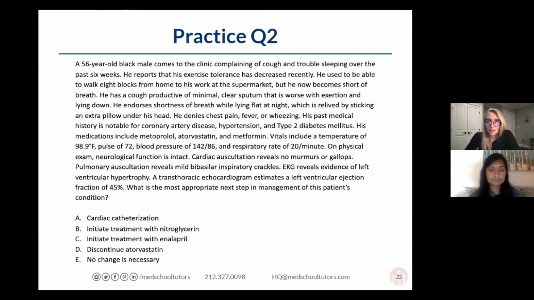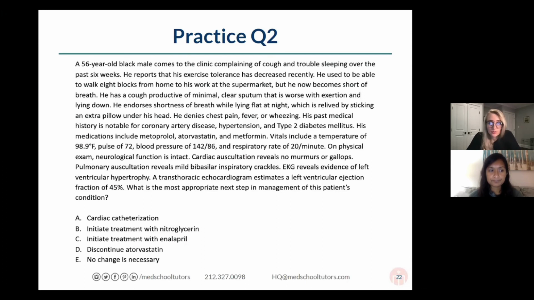Okay, they mentioned his medications he's on: metoprolol, statin, and metformin. Some of you may already be thinking, what is this person missing? Typically you'll see an ACE inhibitor or an ARB in this medication regimen, but maybe there's a reason he's not on it. I just kind of keep that in the back of my mind.